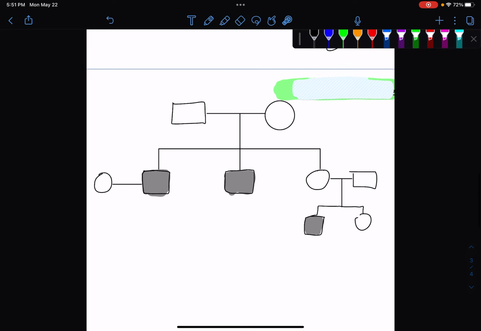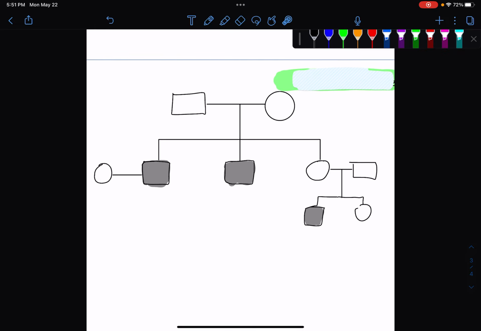Okay, last one. We're going to check if it's mitochondrial. Well, we don't see any affected mothers anywhere, so we're just going to say it's not mitochondrial. We can't find any affected mothers. We can't confirm it, so we rule it out. We throw it out. Next, we move on to whether it's recessive or dominant. Let's go through all of our offspring. We're going to start down here, the lowest generation.